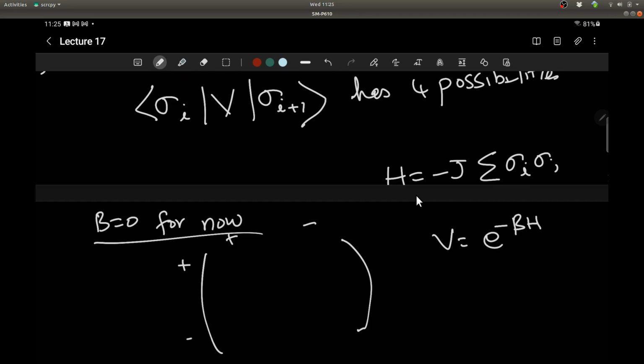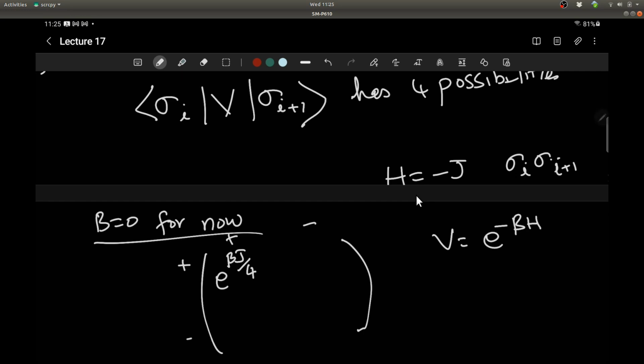So what should I put here? h, when b is 0, is just this, with sigma i and sigma i plus 1. We focus on that particular term; all other terms don't contribute. I'll call this h i or whatever. So we focus on this term. What should I write here? Does this make sense? Yes, sir.